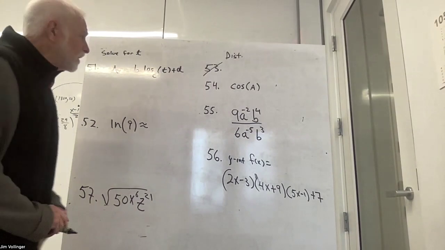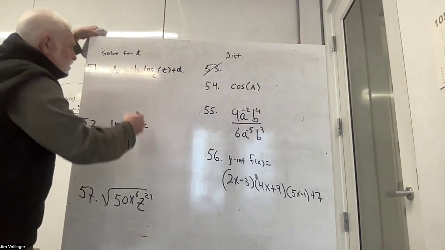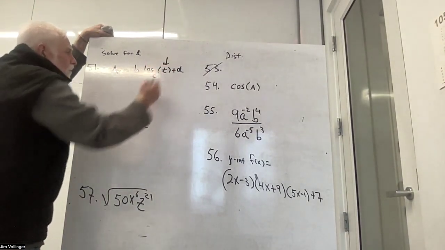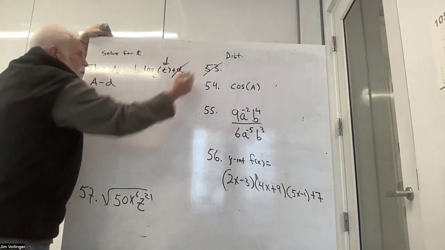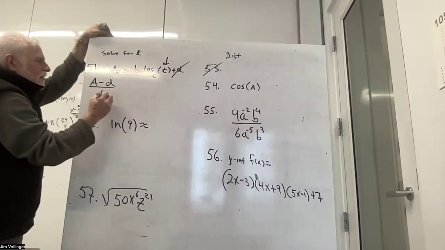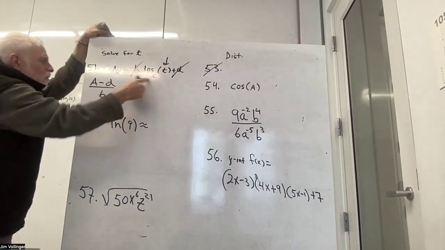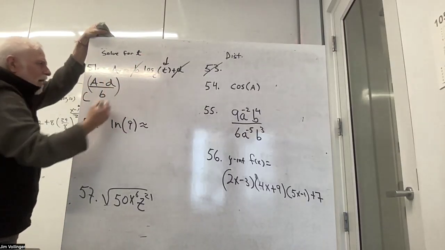Okay, yeah, see everything. All right, so we're basically doing the same thing here. We're solving for t. What are you doing from a conceptual standpoint? You're subtracting d. You're dividing by b. I didn't leave enough room. You're doing c to the.